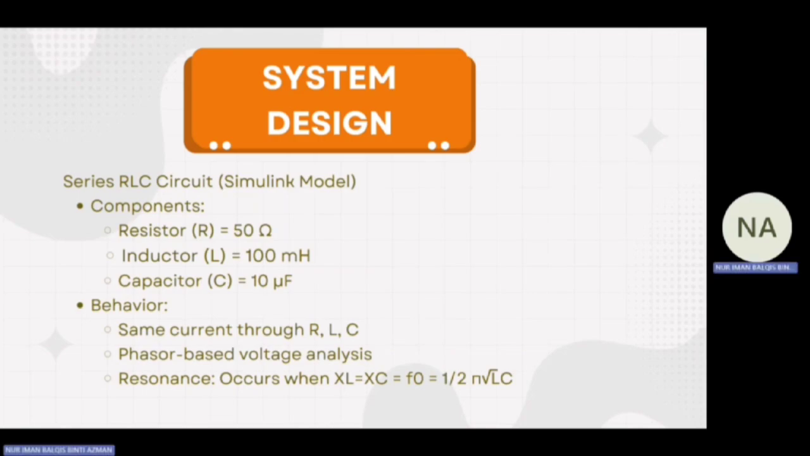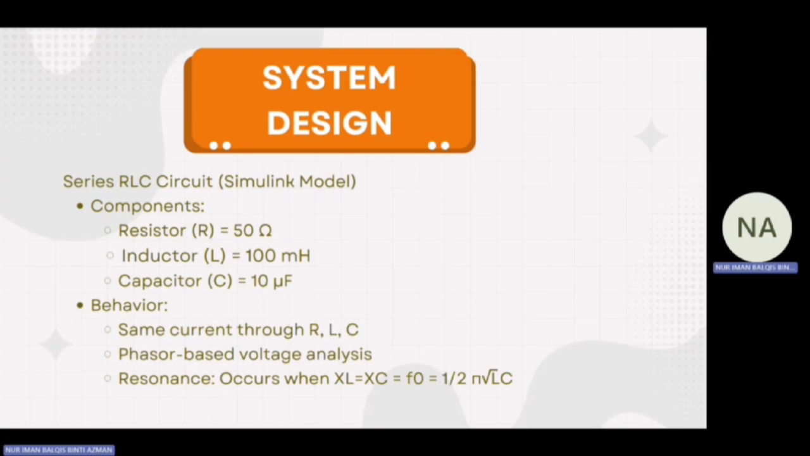Okay. First, we design a series RLC circuit using Simulink. It includes a resistor, inductor, and capacitor in series, meaning the same current flows through all components. We use typical values: R equal to 50 ohms, L equal to 100 millihenries, and C equal to 10 microfarads. The key behavior we study is resonance.